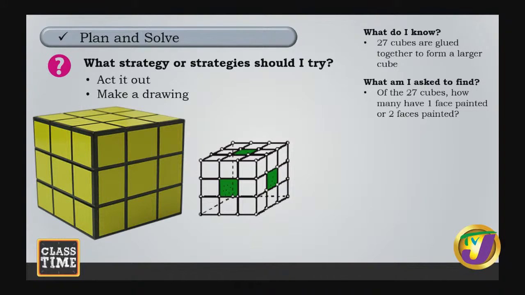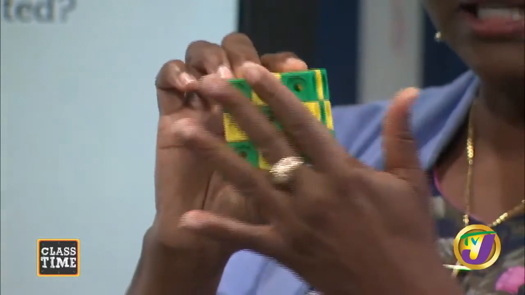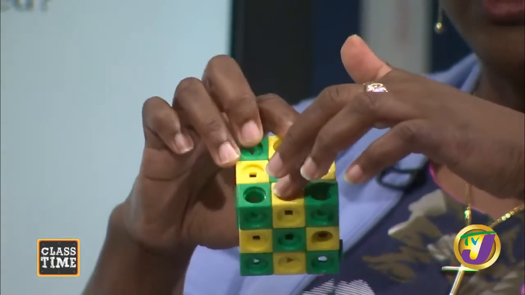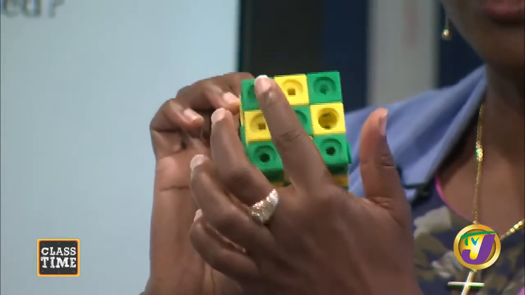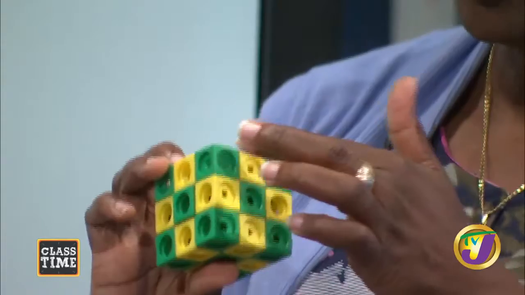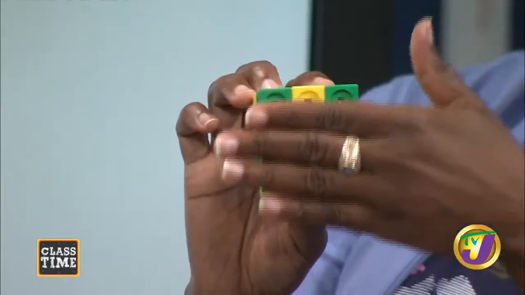So when we have the gluing together of the cubes, let us see. 2 faces highlighted by the yellow. 1, 2 for this face that is out. 1, 2 for this face here, look at it. 1, 2. 2 faces painted. 1, 2. So here we have in all 1, 2, 3, 4 cubes with 2 faces painted. And we would have done that for 1 face on the large cube.